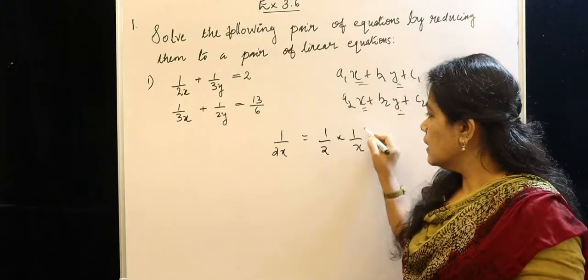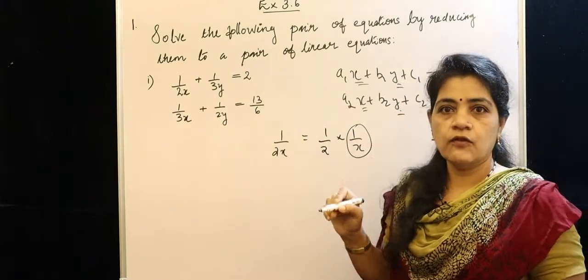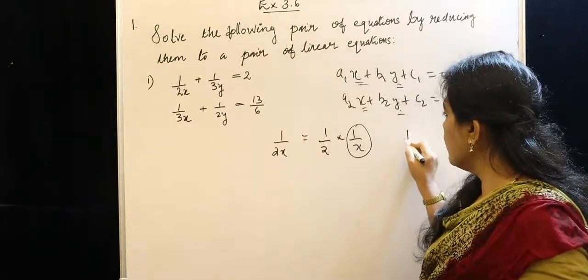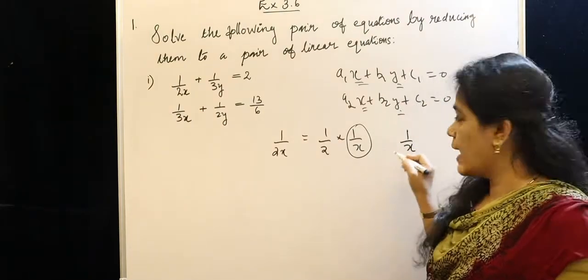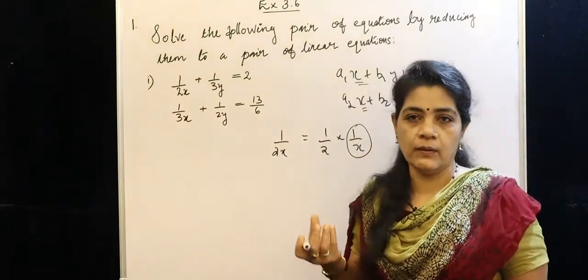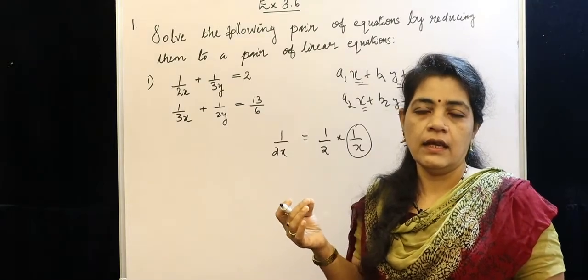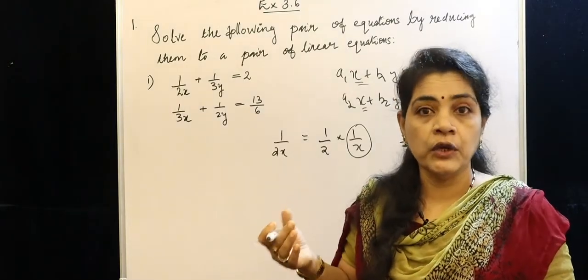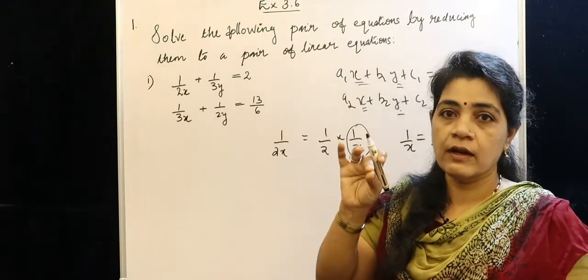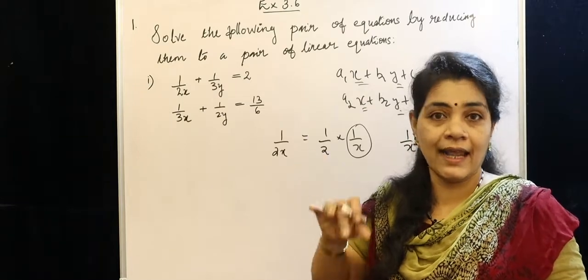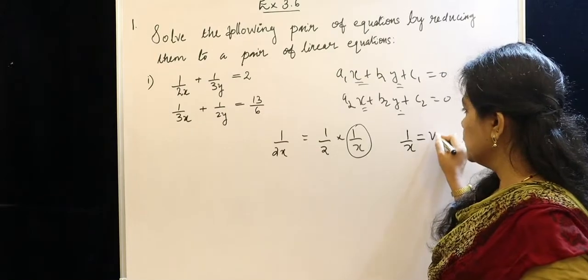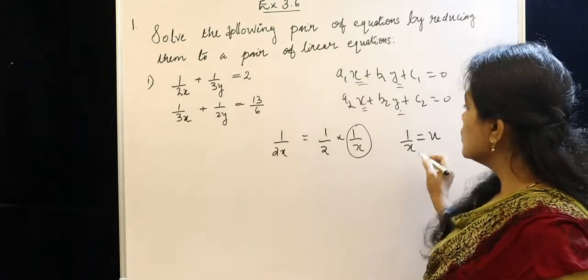For that single fraction 1 by x, you have to give a variable. You can substitute 1 by x using another variable other than x and y, like a or b or p, q or u, v, that doesn't matter. But definitely you have to represent 1 by x with another variable other than x. So 1 by x is equal to u. I am taking u.